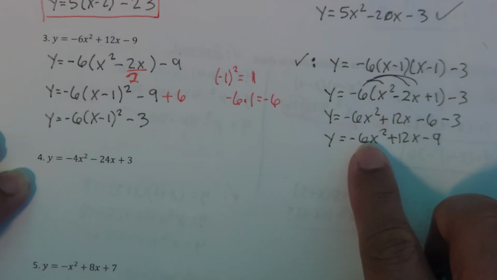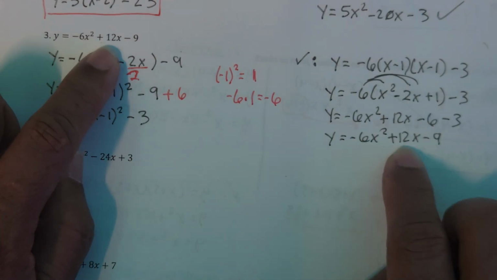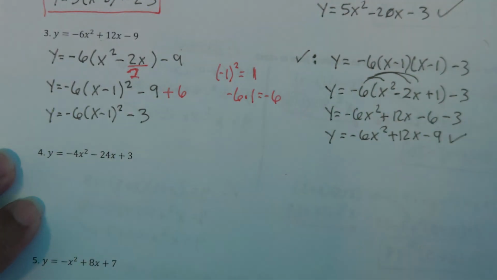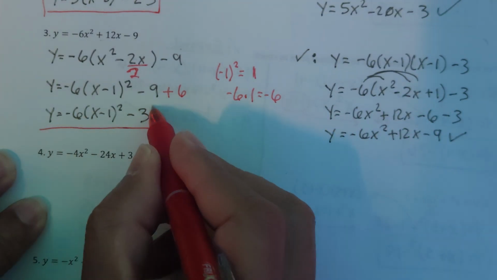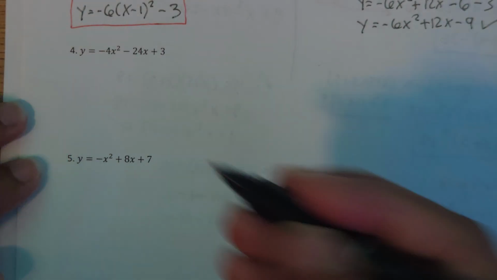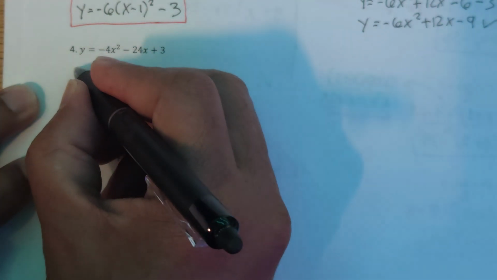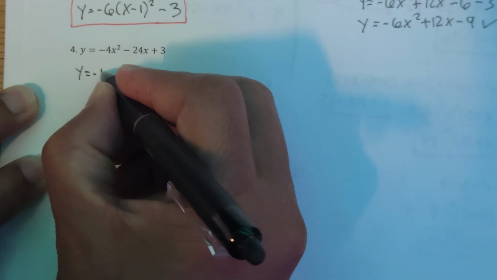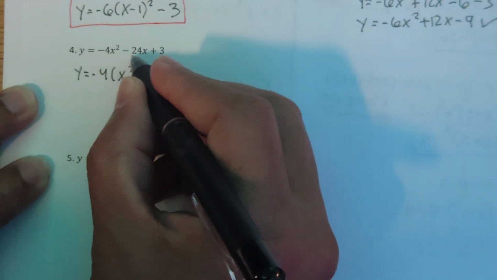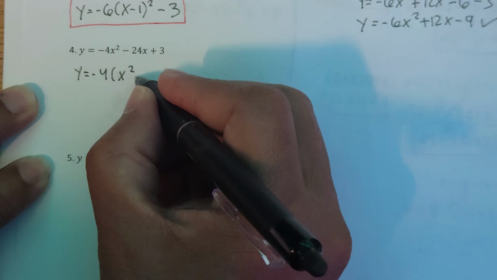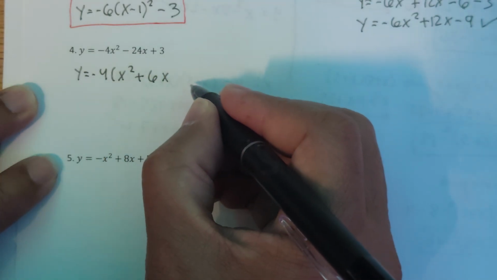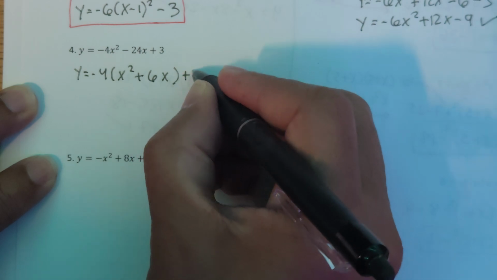Now I check. Let's check this. So we got negative 6x squared, positive 12x, and minus 9. So therefore, this answer of ours is correct. Okay, all right, next example. So for this one, we have another a value that is negative. So let's factor it out. So then this becomes x squared. Dividing negative 24 by negative 4 becomes plus 6x, right? And then outside we have plus 3.